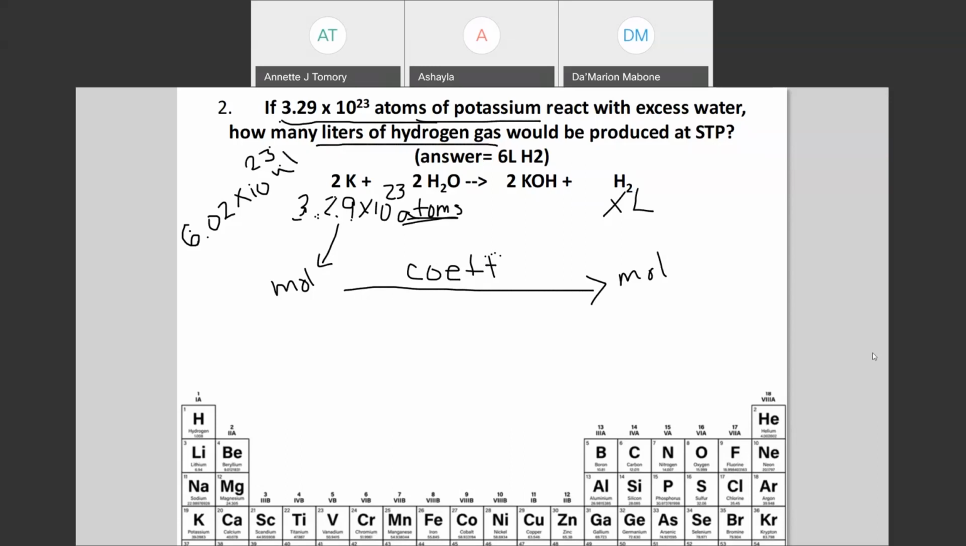6.02 times 10 to the 23rd atoms is equal to 1 mole. So I'm going to use that conversion factor to get me from atoms to moles. Now, on the right-hand side with the H2, we have liters there. What's the magic number for liters? Who remembers that?